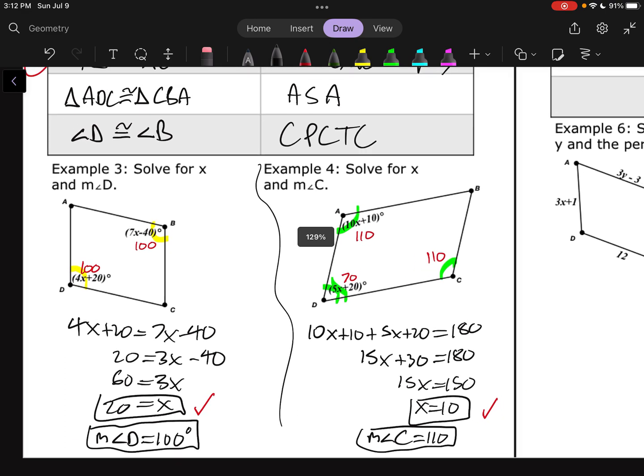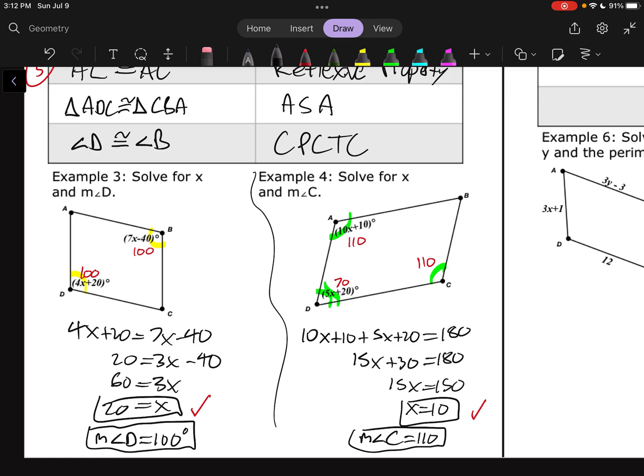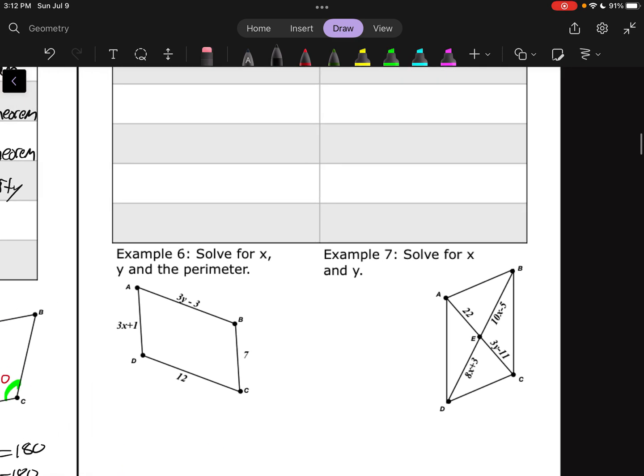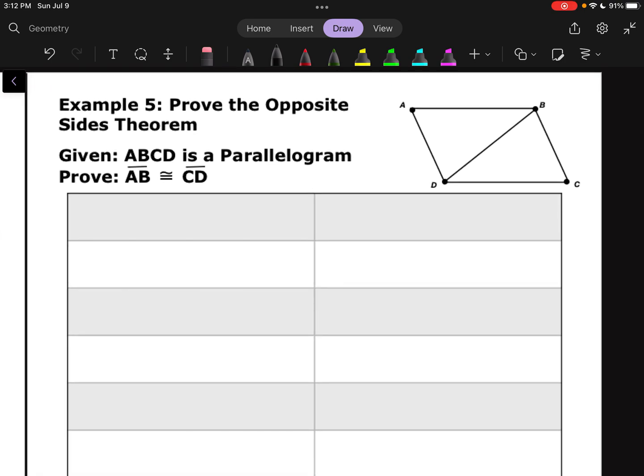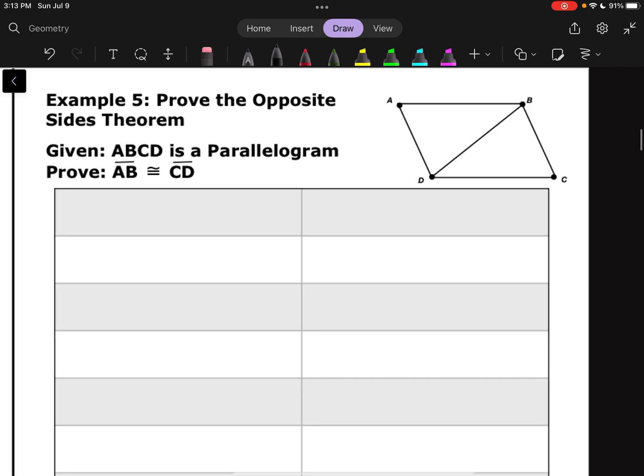Cool, cool, cool. All right, so let's head back up for another proof and try to prove another one of those theorems that we saw in the front. This says prove the opposite sides theorem. So we've got ABCD being a parallelogram again, but this time we want to prove that AB is congruent to CD. So we want to try to prove that those opposite sides have to be the same. Now, conveniently, we can pretty much follow the exact same strategy. I'm still going to divide this thing up into two triangles, try to prove that the triangles are congruent, and then use CPCTC to show that the sides are congruent.